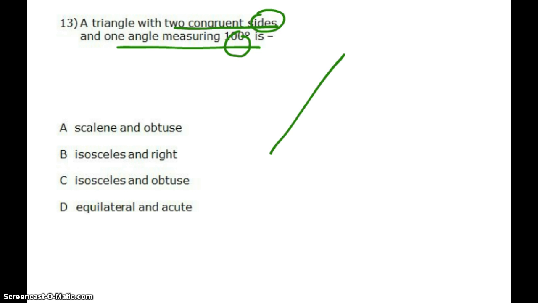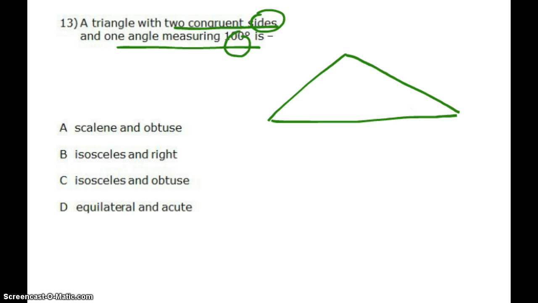Two congruent sides means that it is isosceles. And then one angle that measures 100 degrees is obtuse. So these two sides are congruent, and then this one angle has to equal 100. So I know it's not scalene because that's not two sides congruent, so it can't be A. Isosceles, yes, but let's look if it's a right angle.